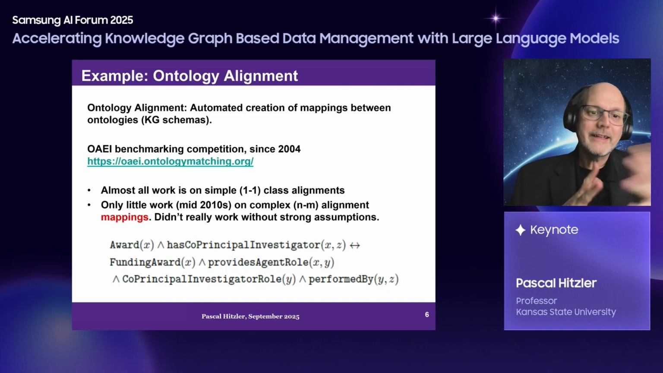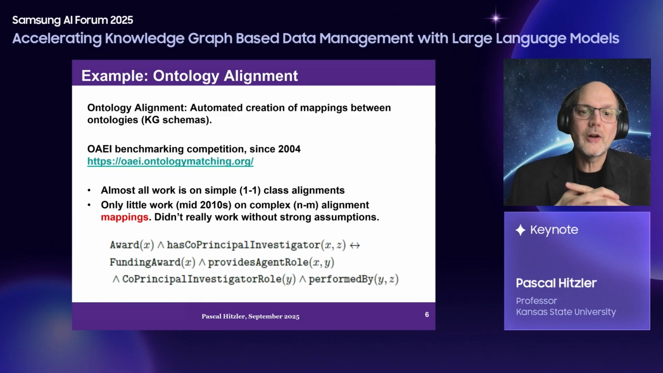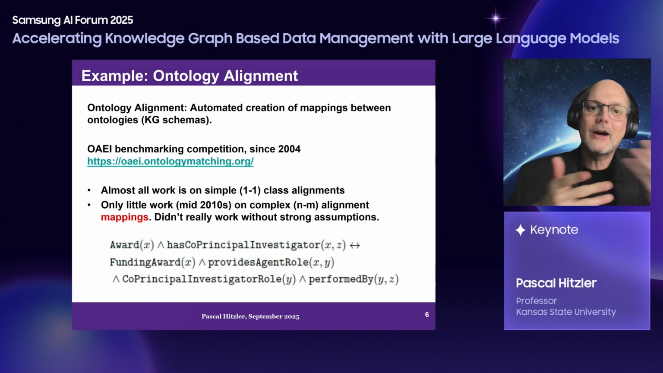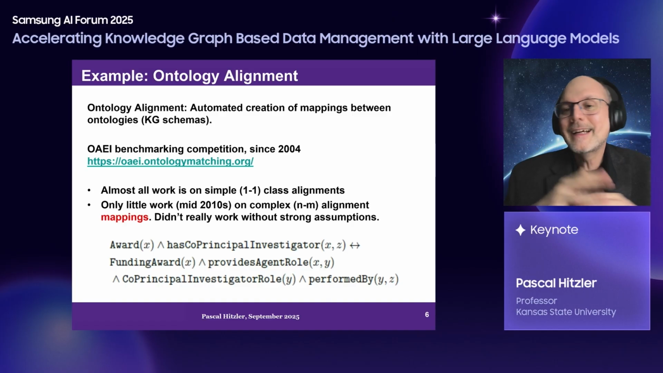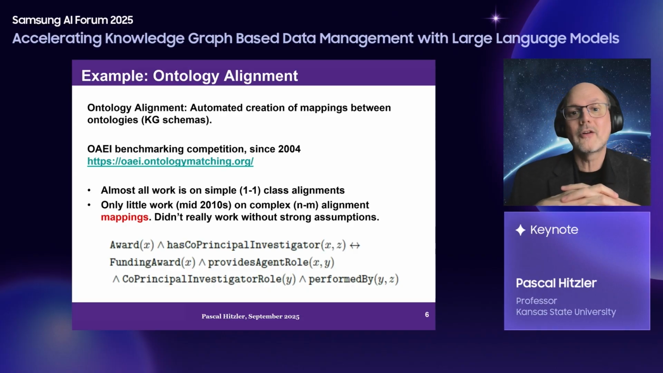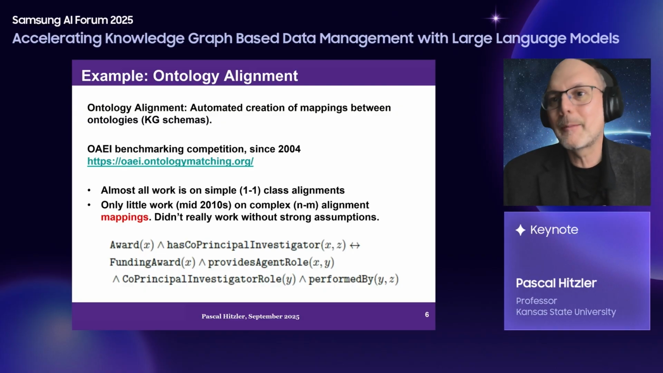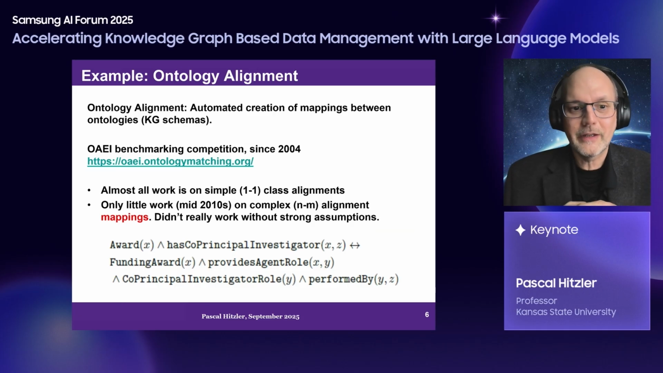Now, the other 2 lines are a logical expression which pertains to the second ontology. X again here, but it would be called a funding award in this ontology. It could also be called completely different, but let's assume it's called funding award. This funding award provides an agent role Y. This agent role is a co-principal investigator role Y, which is performed by Z, again, our co-principal investigator. If this seems weird to you, why is there this chain of things? That's actually a very common technique in knowledge graph modeling, because that gives you the opportunity to attach a lot of contextual information to the pieces, which may help you understand, for example, that Kansas City is the metro area or something else.